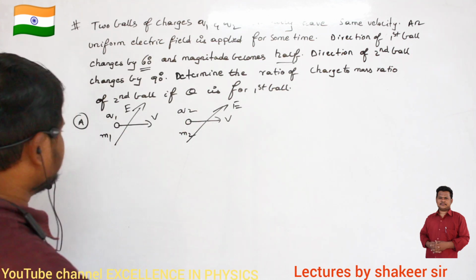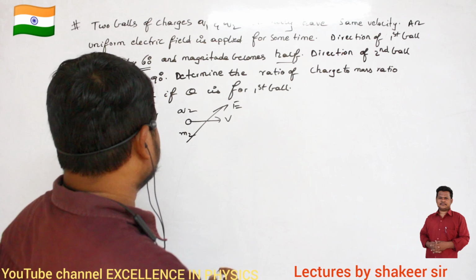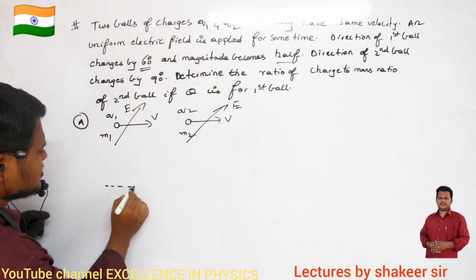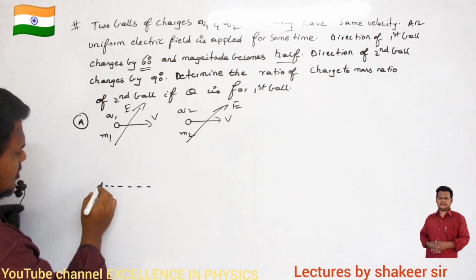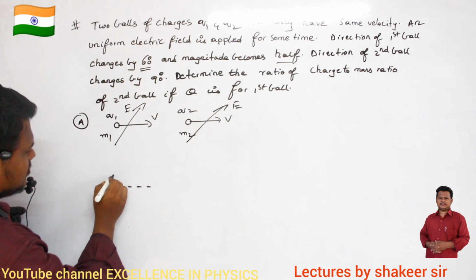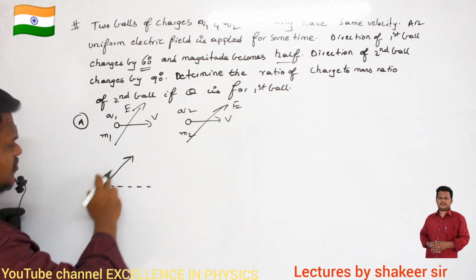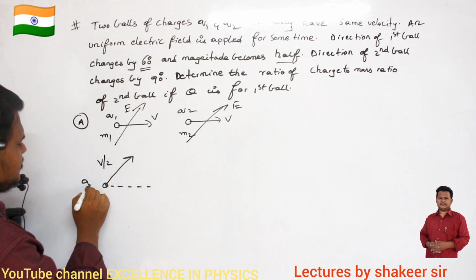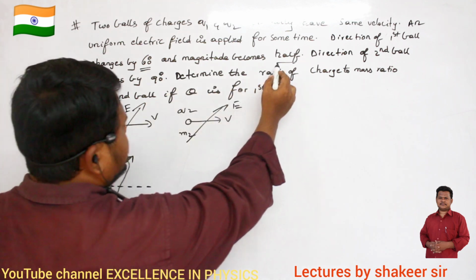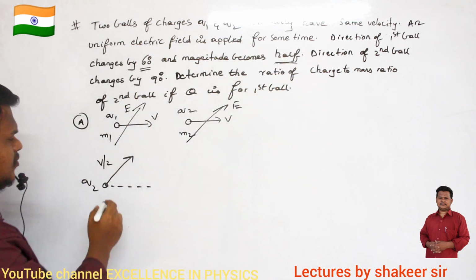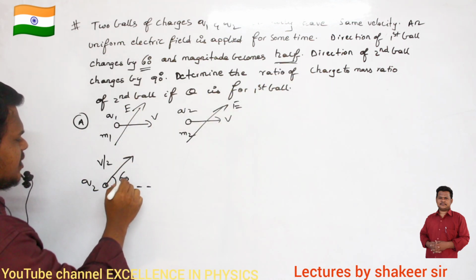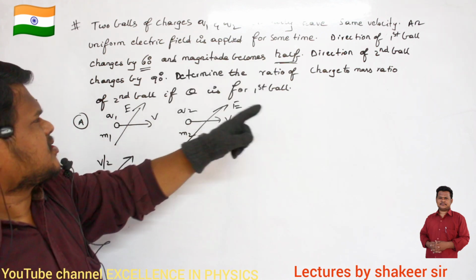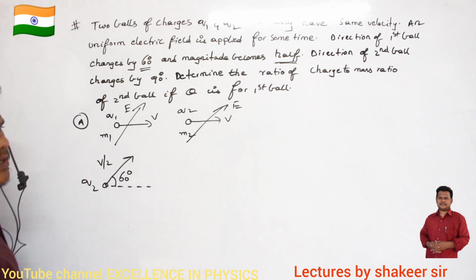Okay. So what is the meaning of this? It means that this ball which was previously traveling in this direction is now starting to travel in this direction, with a velocity of v by 2, because he gave that the magnitude has become half. And what angle is it making? It is making an angle of 60 degrees. That's all. Okay. Now the direction of the second ball changes by 90 degrees.